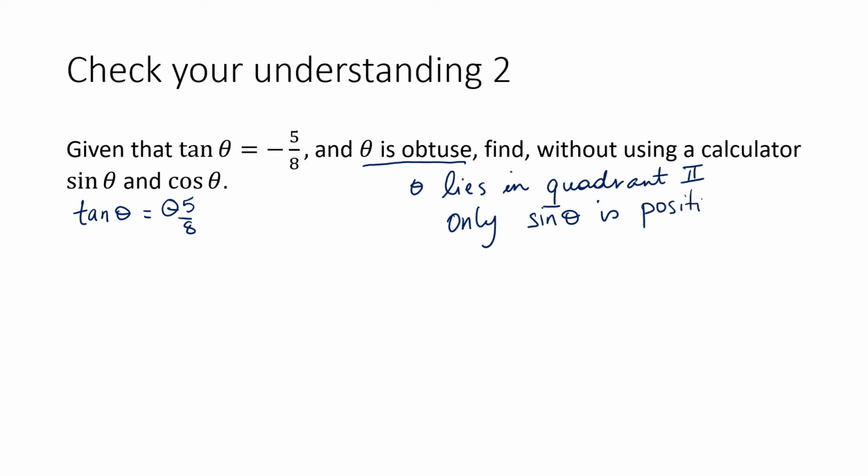So what does that mean for the others? That cosine theta is negative, and that tangent of theta is also negative, which we already see because they told us that it was negative 5/8. But for us to find sine and cosine, we need our hypotenuse. So let's sketch a little triangle here.